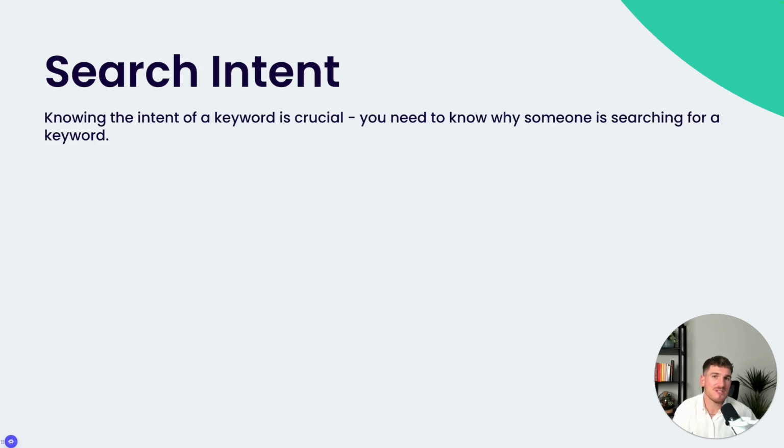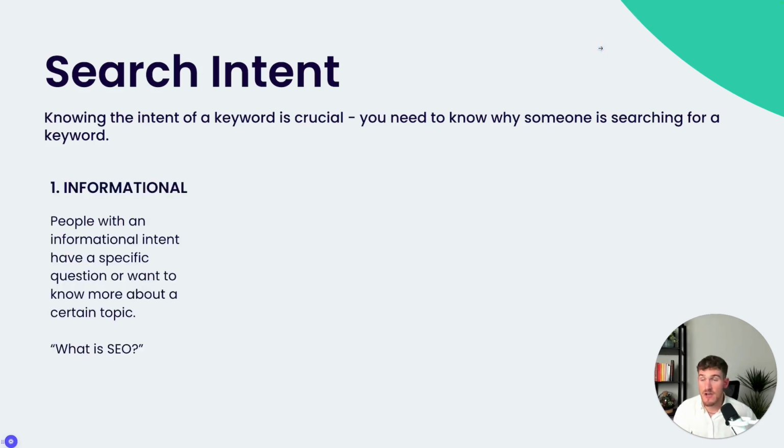Now, what search intent is, it's essentially the reason why someone is searching for a specific keyword, and there's 4 different types. The first kind is informational intent. When someone's searching for an informational keyword, that's because they've got a specific question or they're looking for information. So for example, when someone searches what is SEO, it's because they've got a question and they want to get information about what is SEO.